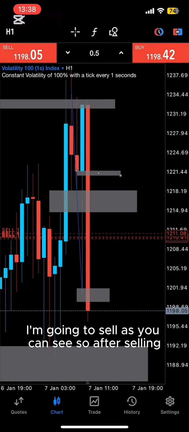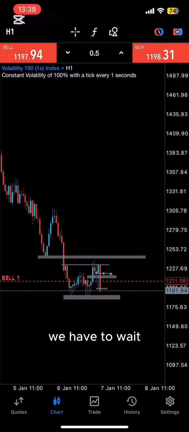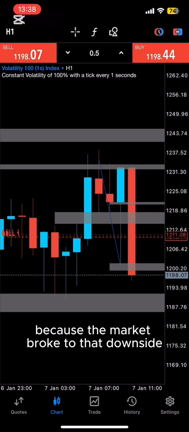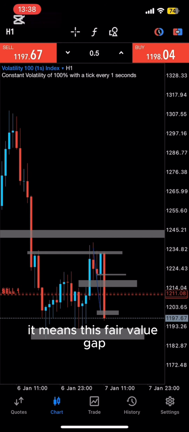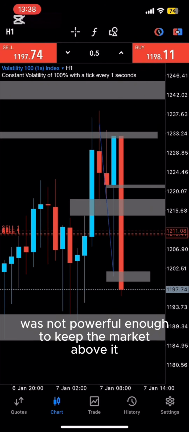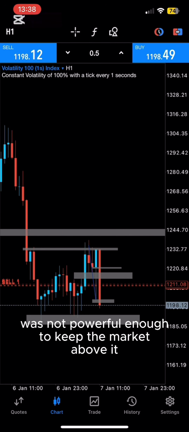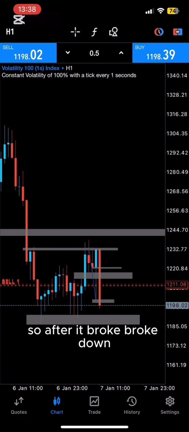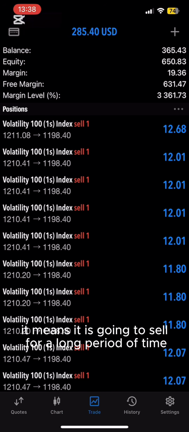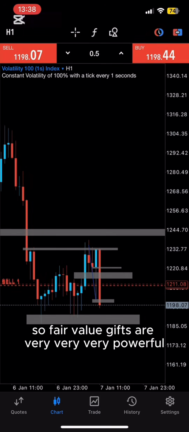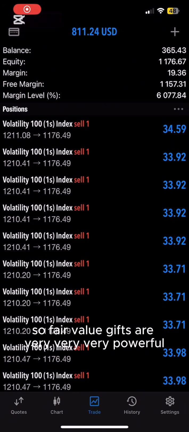So after selling, we have to wait because the market broke to the downside after the fair value gap. So it means this fair value gap was not powerful enough to keep the market above it. After it broke down, it means it is going to sell for a long period of time. So fair value gaps are very powerful.